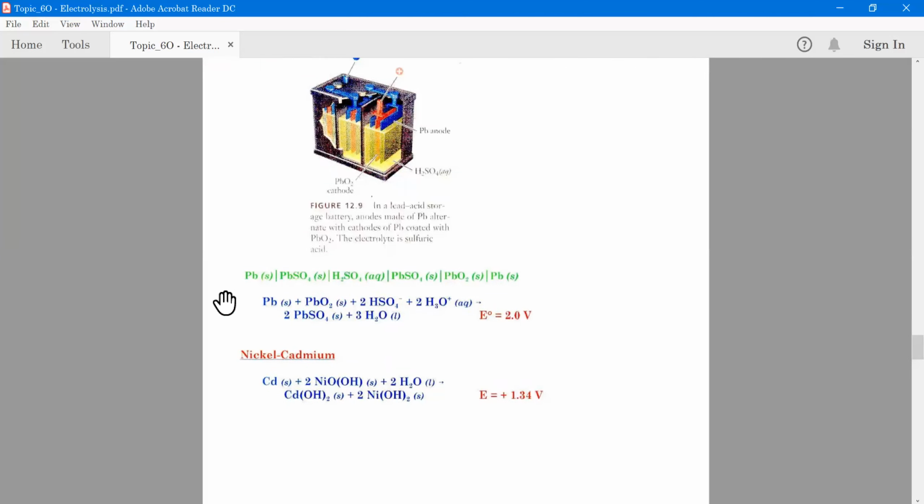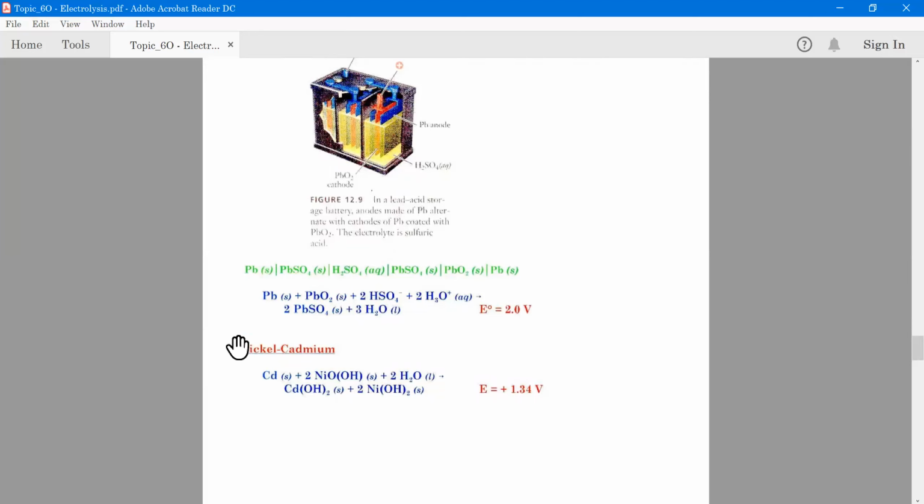Another example is a much smaller one. It's called the nickel cadmium or NiCad battery. And it involves this chemistry. Cadmium, solid, gets oxidized from 0 to +2. Cadmium hydroxide is Cd +2.